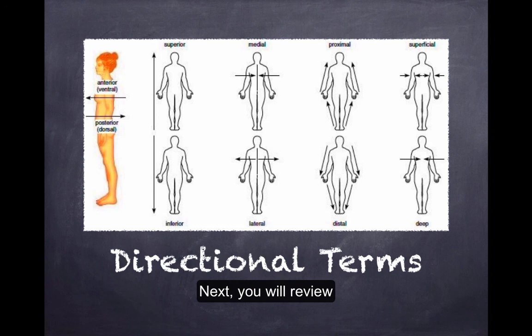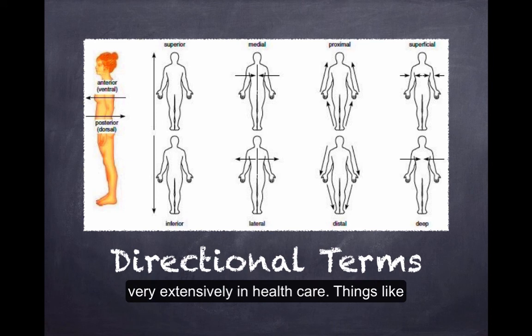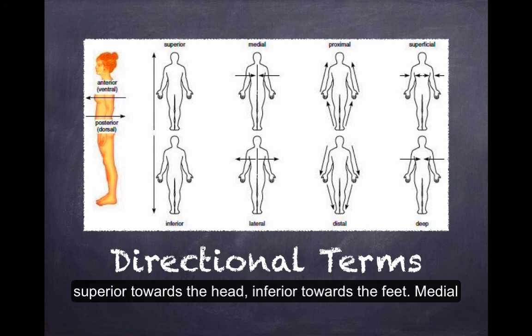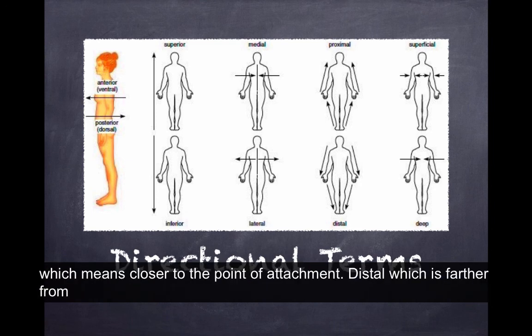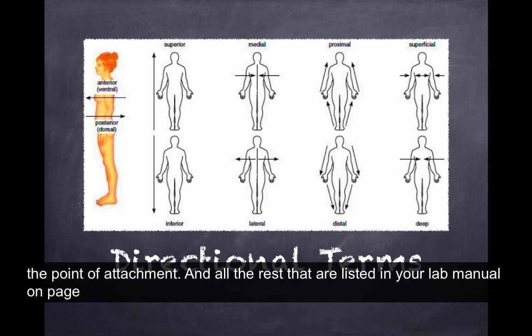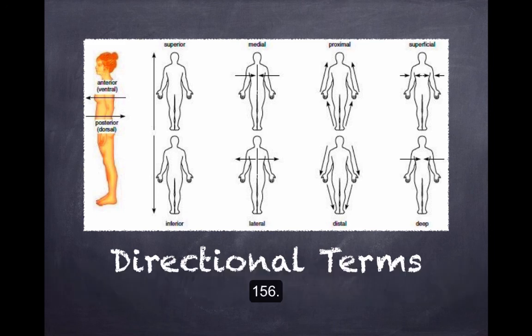Next, you will review directional terms. These are used very extensively in healthcare. Things like superior, towards the head, and inferior, towards the feet, medial, towards the midline, and lateral, away from the midline, proximal, which means closer to the point of attachment, distal, which is farther from the point of attachment, and all the rest that are listed in your lab manual on page 156.